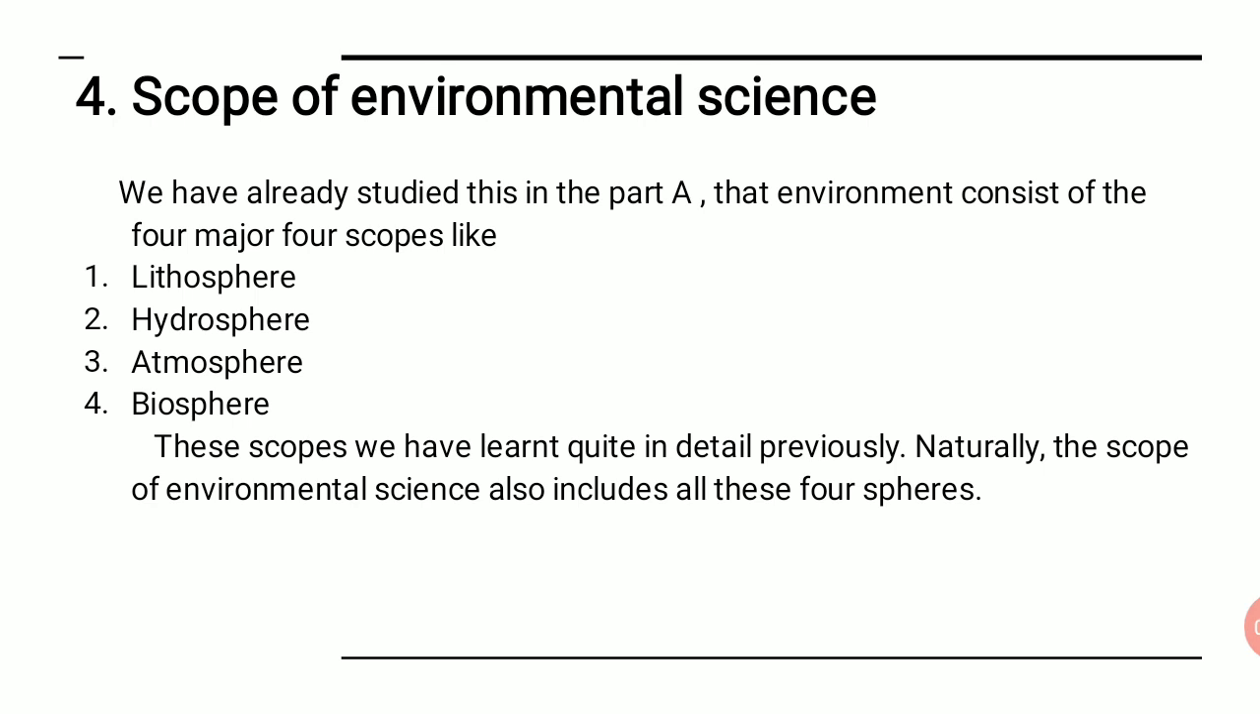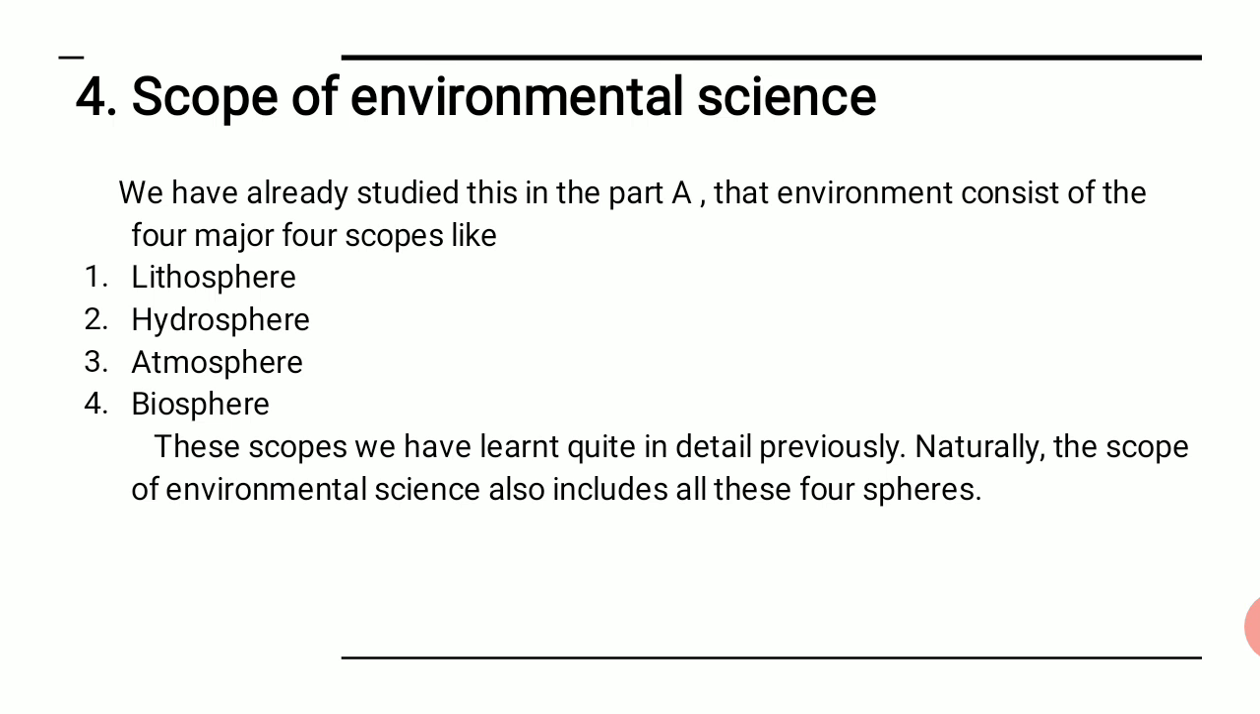If we try to recollect the environmental scope, then we'll come to know what types environment can be of, what environment is made up of, what its area is, what its scope is. If you remember, there are 4 scopes of environment, right? That means lithosphere, hydrosphere, atmosphere and biosphere. These 4 are the areas which make up the environment, which actually construct the environment. And the same thing proceeds also as the scope of environmental science.